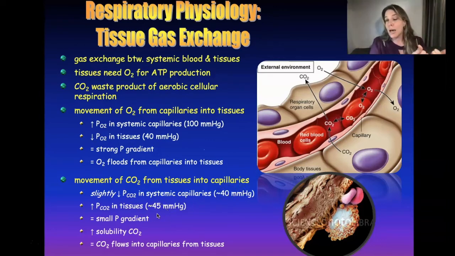So the carbon dioxide, just from the pressure gradient, is going to want to go from the tissues into the capillaries. But remember Henry's law: carbon dioxide is more soluble in plasma and water than is oxygen. So even though the pressure gradient is small, it's still going to move fast from the tissues to the capillaries because it's highly soluble in plasma. So that's basically tissue gas exchange, the same kind of phenomenon as we had for pulmonary gas exchange, except now we're talking about tissues and capillaries, and you've got to keep in mind what's going on with aerobic cellular respiration.